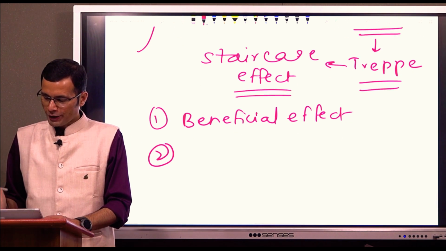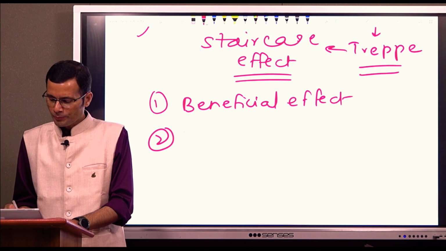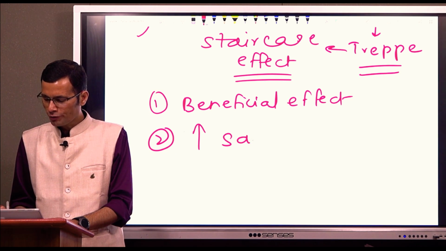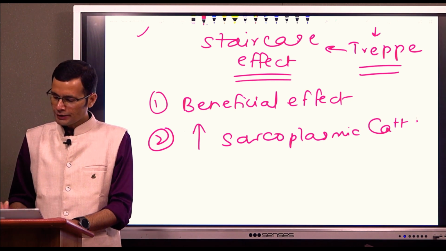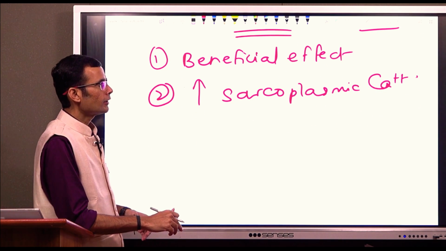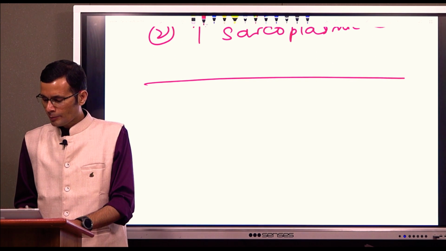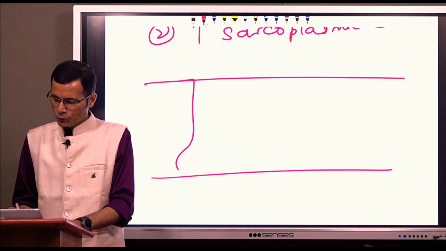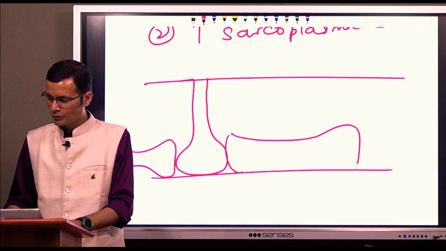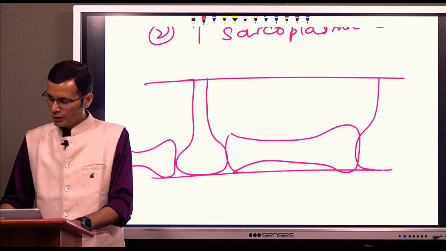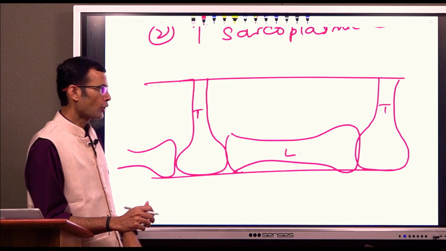Another point that should be noted, the reason for the staircase effect is there is increased availability of sarcoplasmic calcium. Let me just explain this here. This is a sarcotubular system in the skeletal muscle. It's a system of T tubules and L tubules, the T tubules being the transverse tubules, and the L tubules the longitudinal tubules.